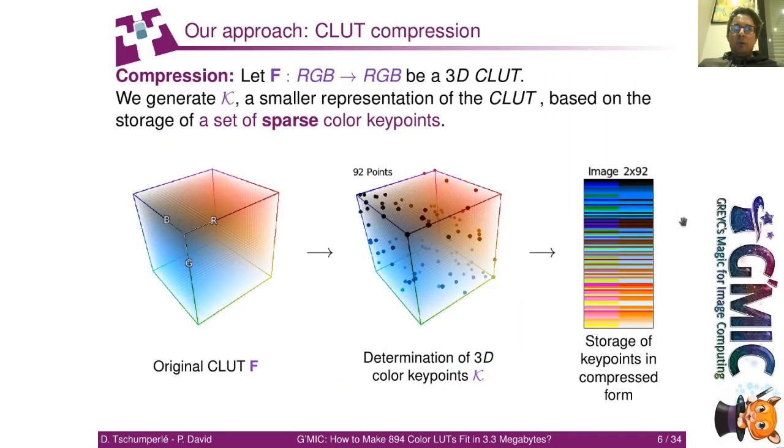The idea of our CLUT compression technique is as follows. We aim to determine a minimal set of sparsely distributed color key points in the RGB cube so that those key points are able to catch the important internal variations of the color LUT. Meaning that in a second step, we should be able to interpolate in some way the values of these color key points in the whole 3D cube and get back the original color LUT, or at least a color LUT that is close enough, for instance, that is visually equivalent to the original CLUT.